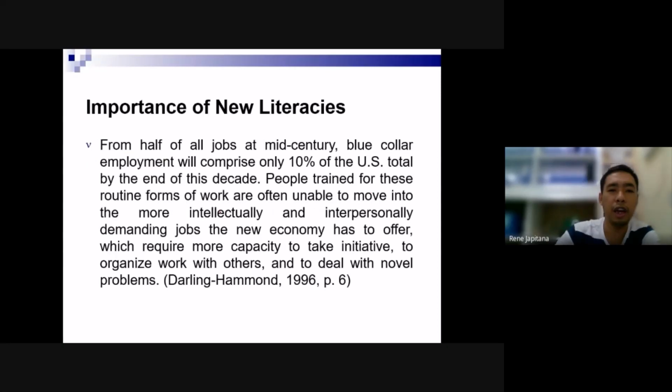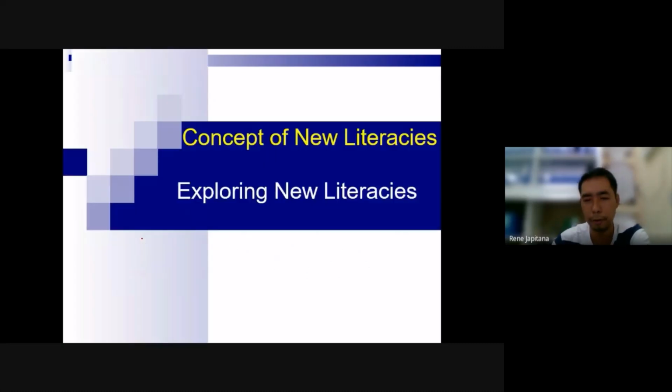Okay. Half of all jobs at mid-century, blue-collar employment, will comprise 10% of the U.S. total by the end of this decade. Now, that's a study. People trained for routine forms of work are open and able to move into more intellectually and interpersonally demanding jobs the new economy has to offer.